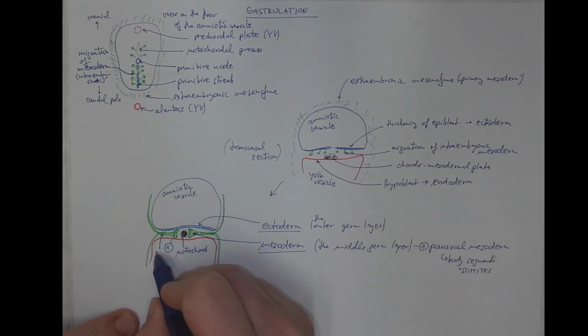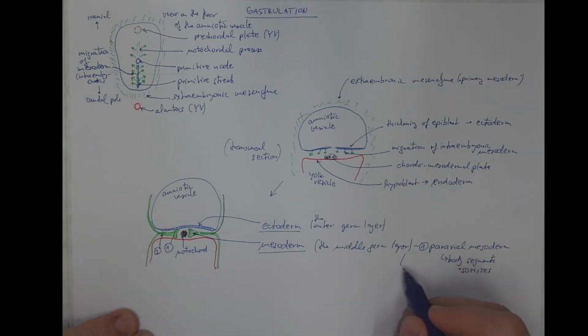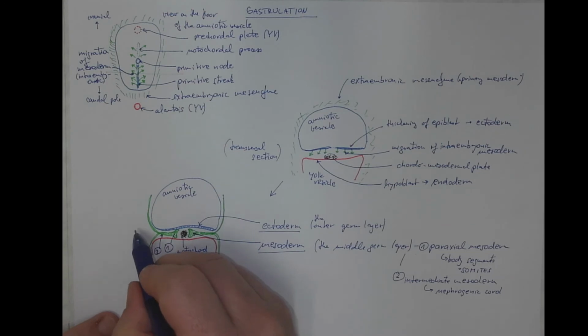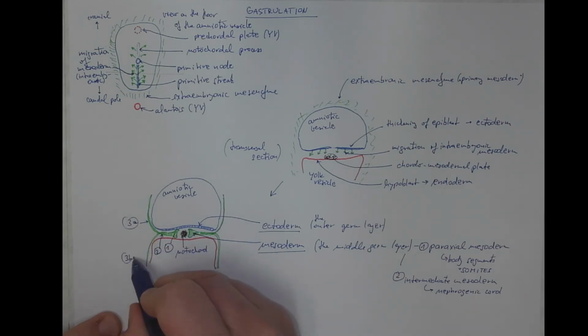Another population, labeled 2, is called intermediate mesoderm, and we will come back to that when discussing the development of genital and urinary system, because this will form the so-called nephrogenic cord that runs through the body and gives rise to some organs of the urinary system. And the most lateral part splits into 2 layers, 3A and 3B.